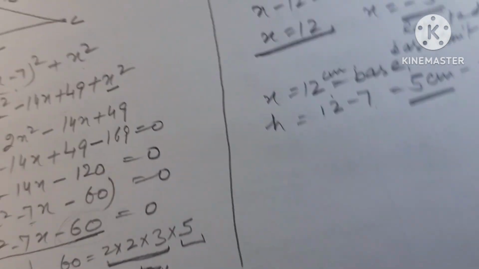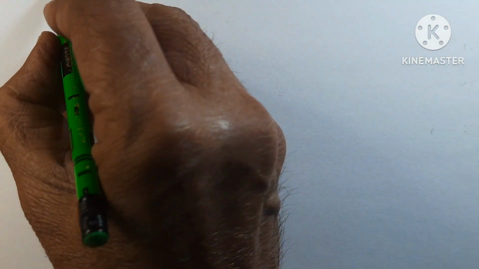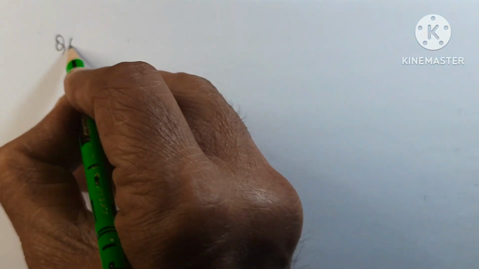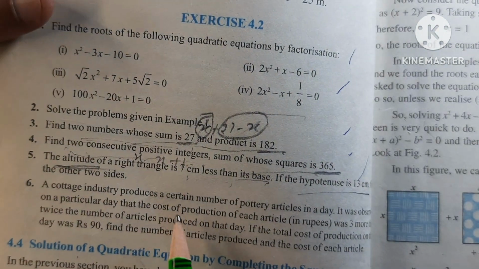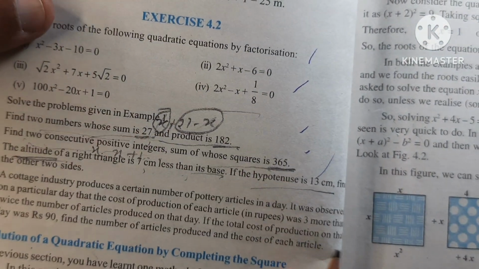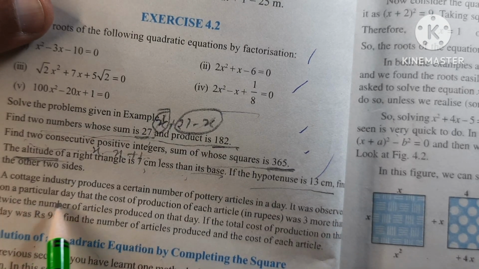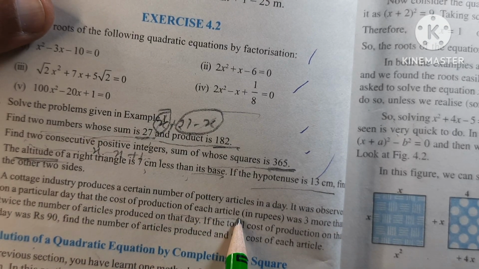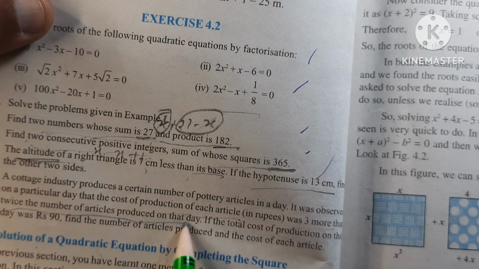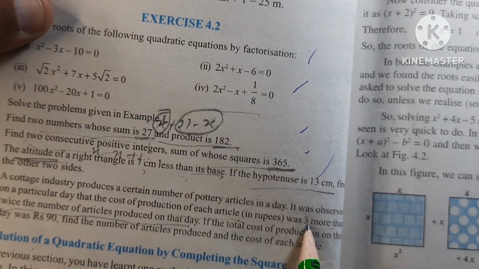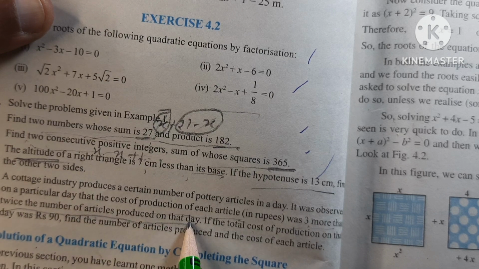Okay. Now question number 6. Question 6 is: a cottage industry produces a certain number of pottery articles in a day. It was observed that on a particular day, the cost of production of each article is 3 more than twice the number of articles produced on that day. Cost is 3 more than twice the number of articles produced on the day.